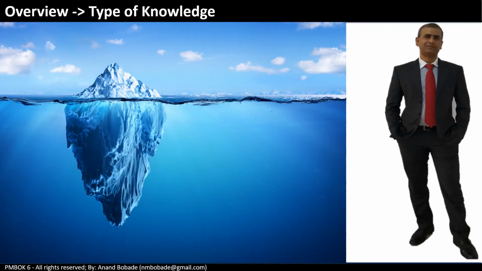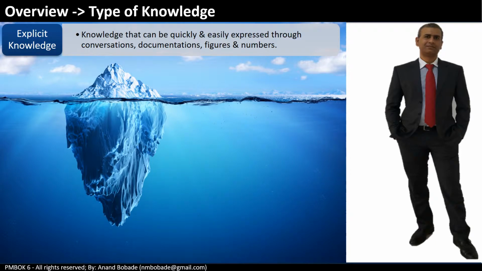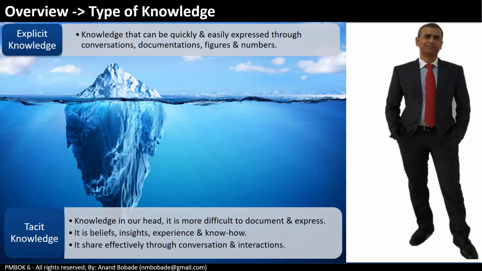There are 2 types of knowledge: explicit knowledge and tacit knowledge. Explicit knowledge is knowledge that can be quickly and easily expressed through conversation, documentation, figures, facts, and numbers. Example, the procedure to start or stop a machine. Whereas tacit knowledge is knowledge in our head; it is most difficult to document and express. It's beliefs, insight, experiences, and know-how, which come only with experience in the respective fields.